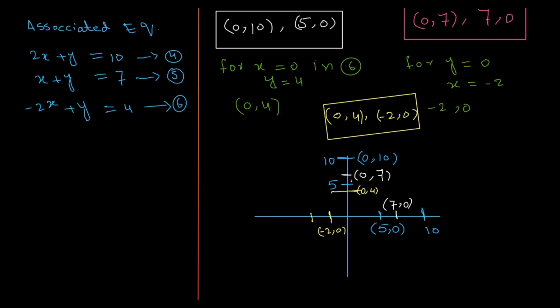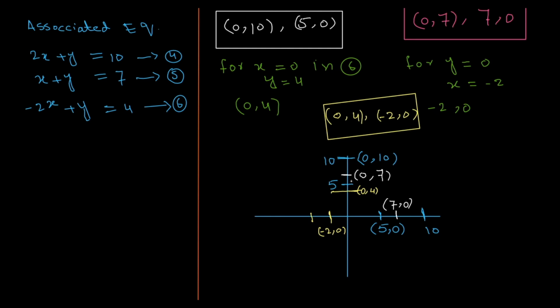Let me pass the lines from these points. The first line will pass through 0 comma 10 and 5 comma 0. Okay, but here I am changing the technique a little. How much am I changing? I just want to first put the lines.